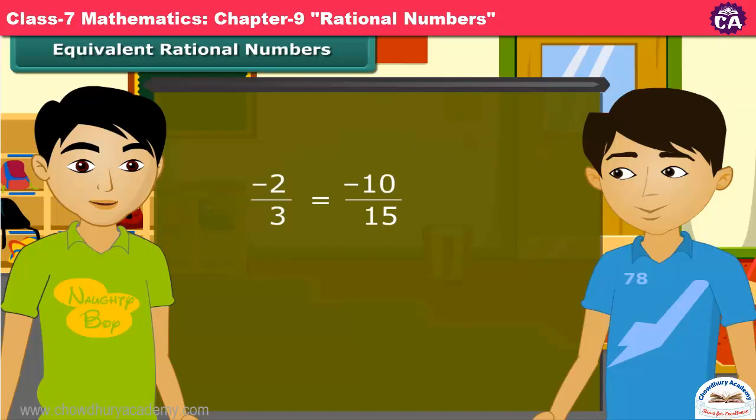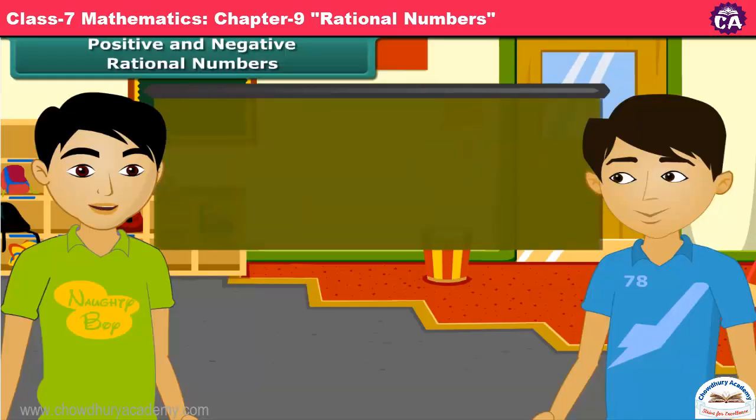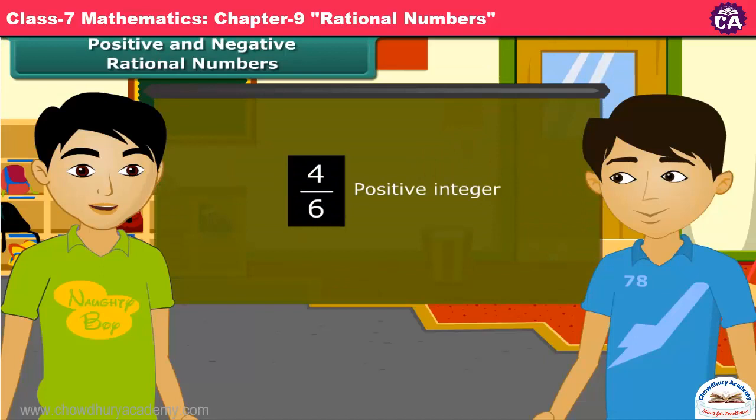-2/3 is equivalent to -10/15. Because when we multiply the numerator and denominator by 5, we get -10/15. Do you know what do we call a rational number which has positive numerator and positive denominator? That rational number is called a positive rational number, I guess.